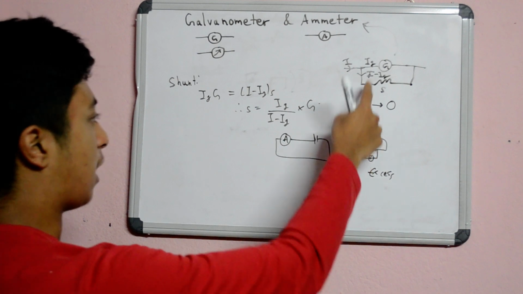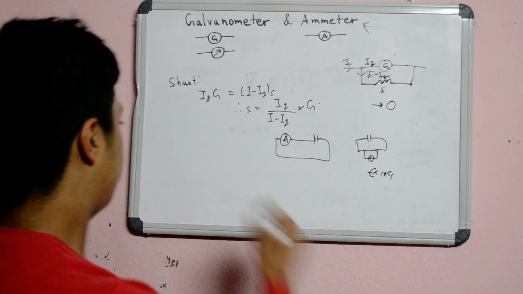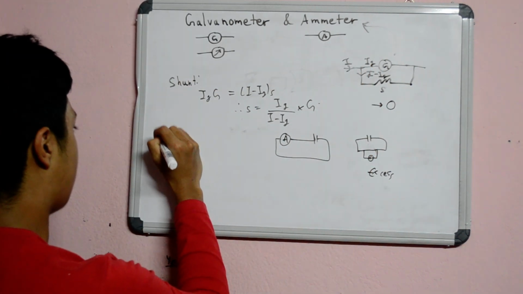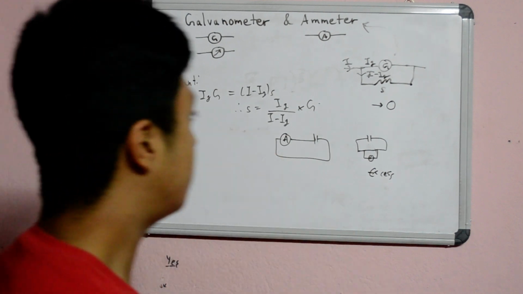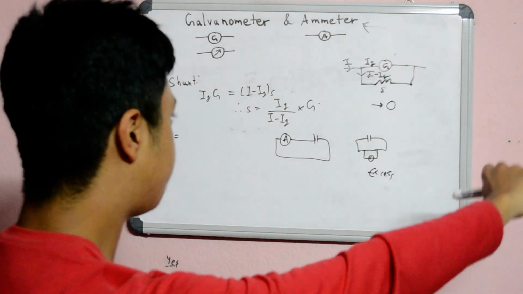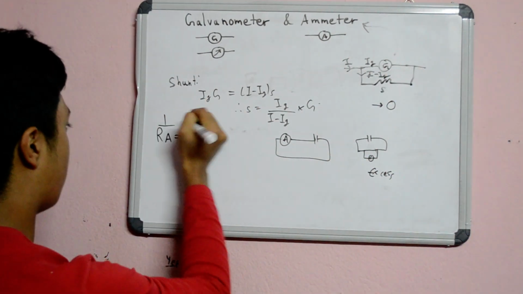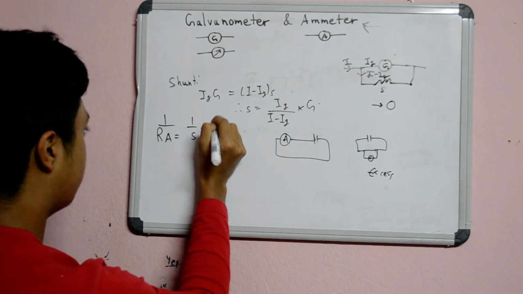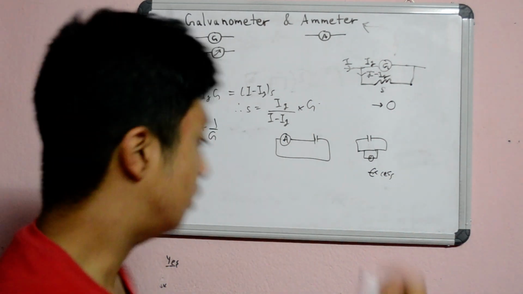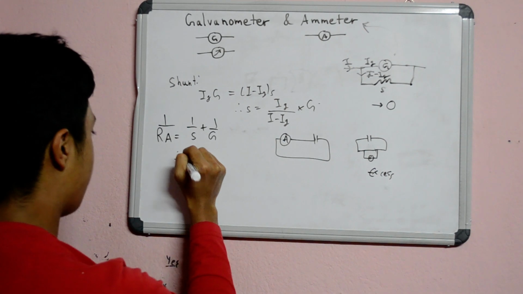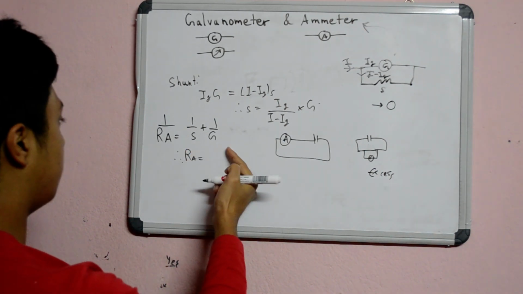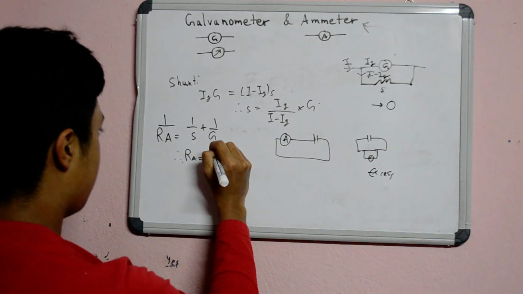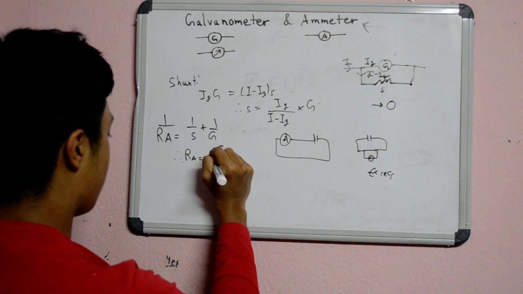And here we can also calculate the resistance of the ammeter, let's say RA. Since these are in parallel, 1 by RA equals 1 by S plus 1 by G. Now using some quick maths, the resistance of the ammeter RA equals SG by S plus G.